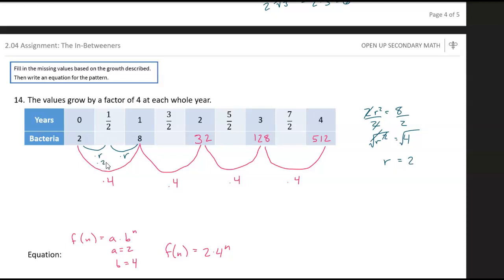We can now just multiply by 2 each time. 2 times 2 is 4. Times 2 is 8. Times 2 is 16. Times 2 is 32. This one worked out really nicely. Times 2 is 64. Times 2 is 128. This will be 256. And our last times 2 is 512. So this last problem was really nice, divided out evenly. And that is all of assignment 2.04.